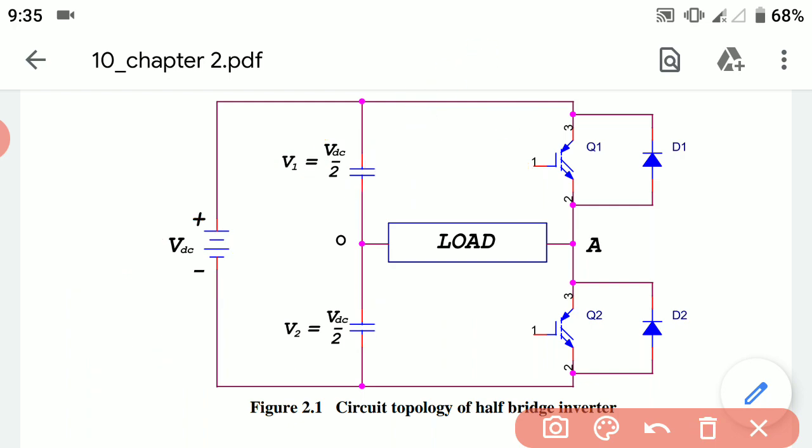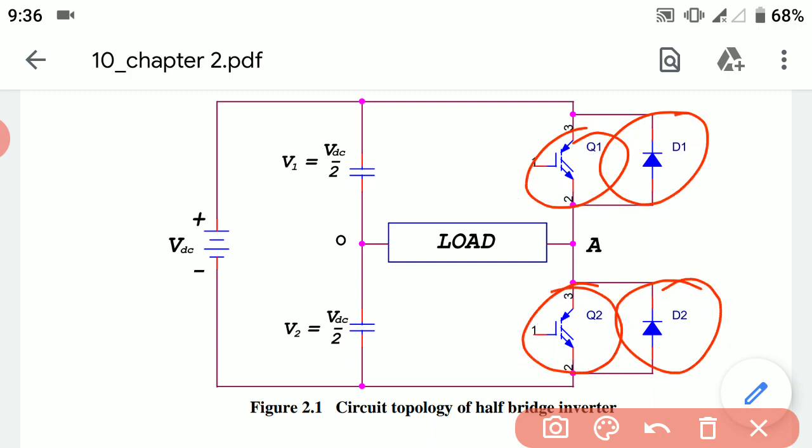Now this is the circuit diagram. This is the load connected, and these are the two IGBTs, that is, the switches we are actually using. Insulated gate bipolar transistors are used as the two switches. This is switch 1, this is switch 2, and we have two diodes connected in parallel with these two switches.